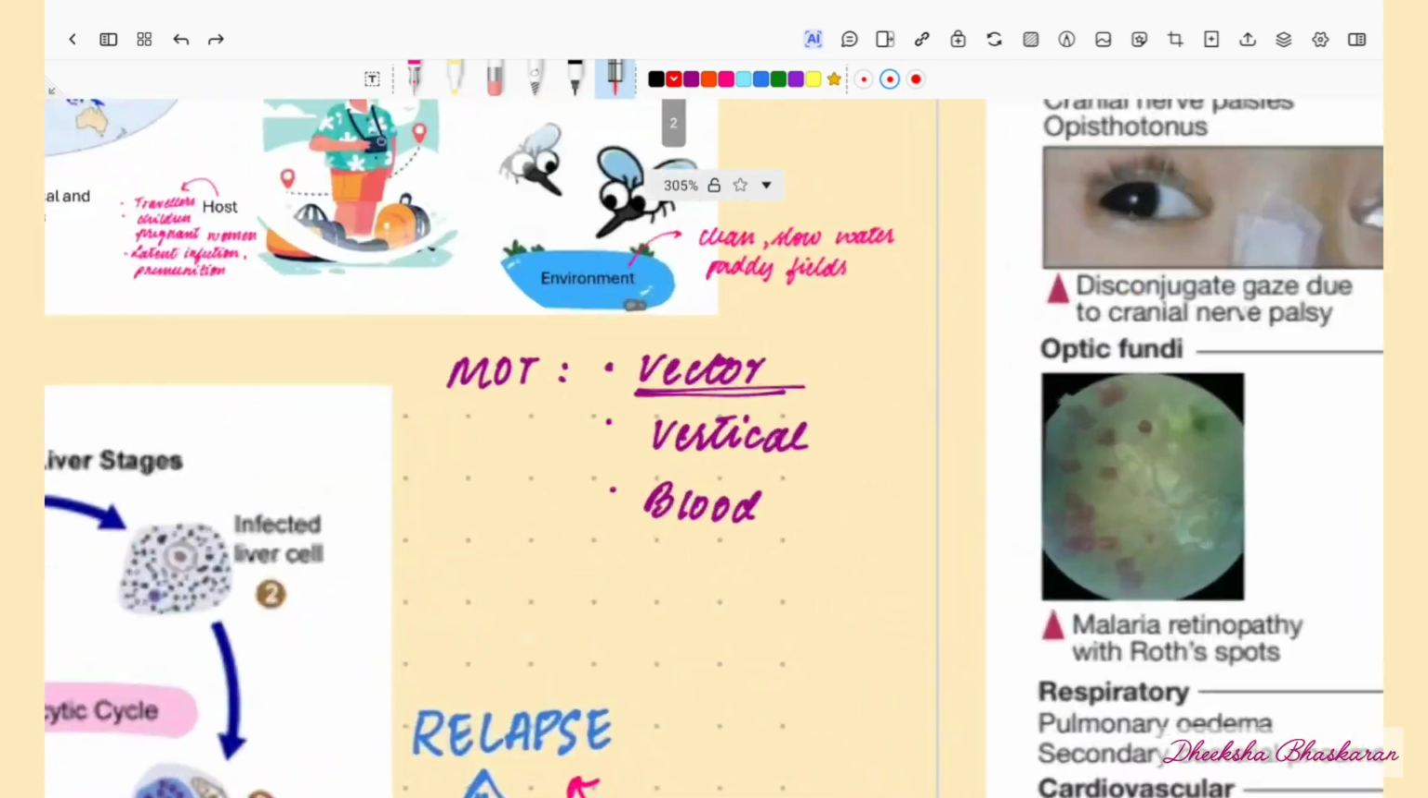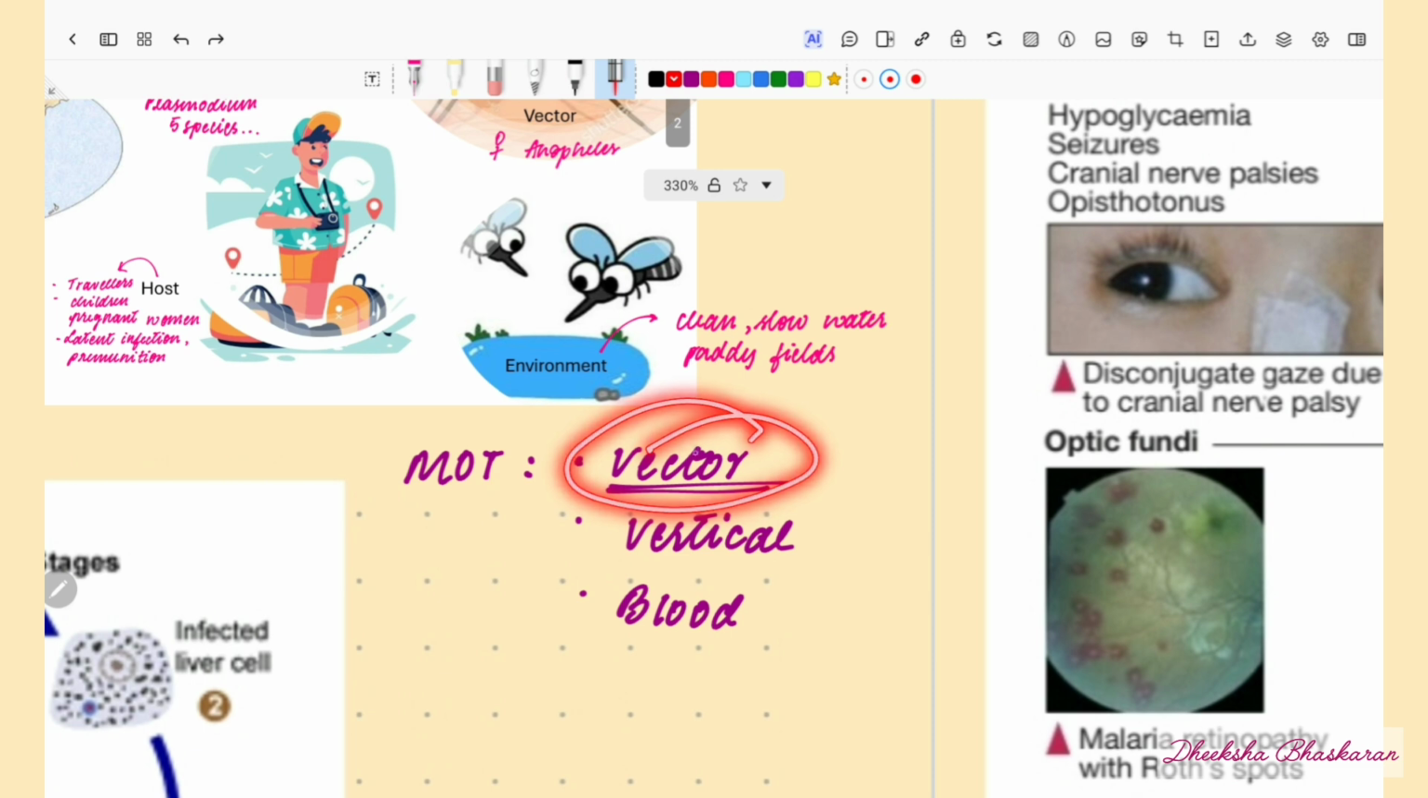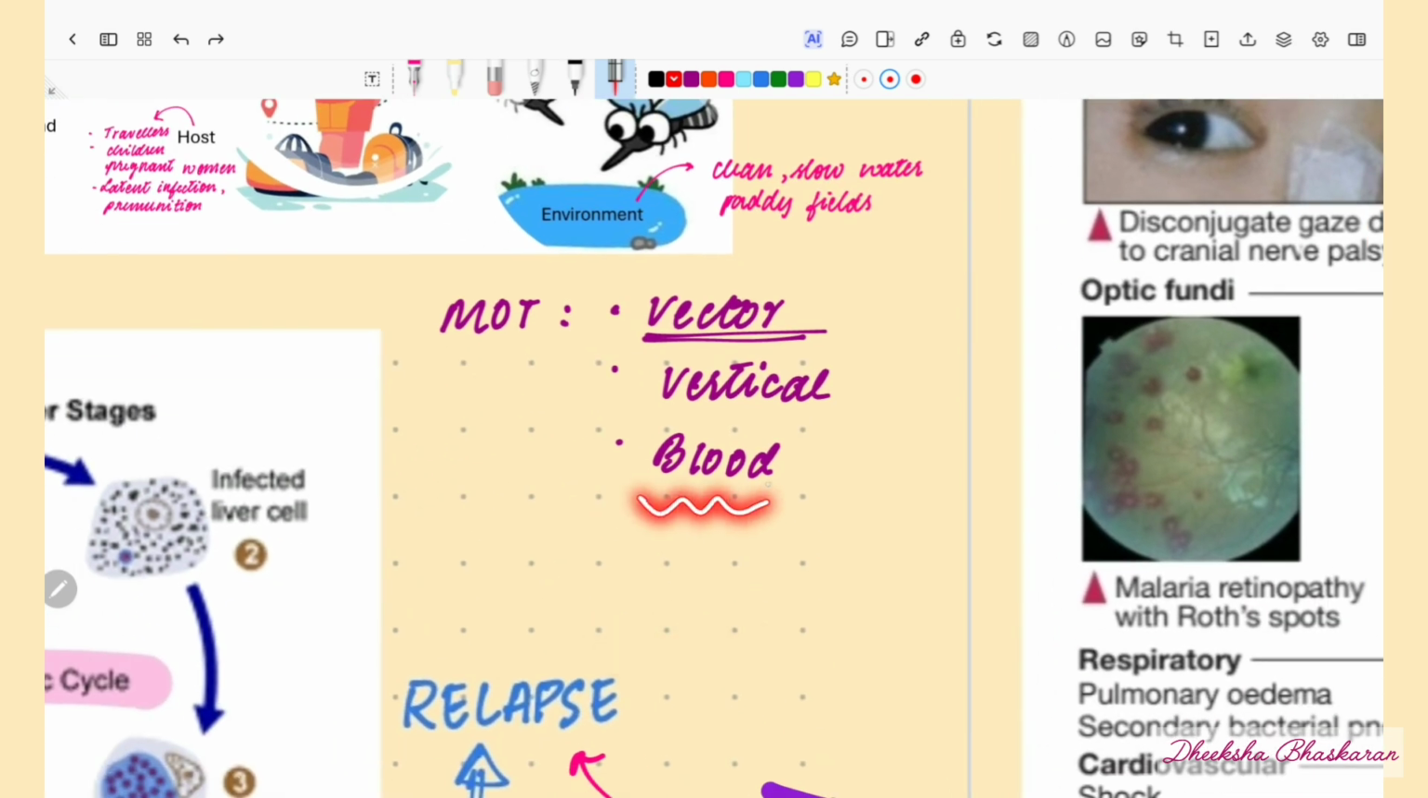Now, a little bit on the mode of transmission. It's mostly vector borne. The female Anopheles mosquito transmits it from one person to another. It can happen vertically as well, meaning mother to fetus through the placenta. If there are any placental defects, the parasite can enter from the mother to the fetus through the defective placenta. Blood: if infected blood products are transfused to another person, the person can get the disease. So the blood should be infected.